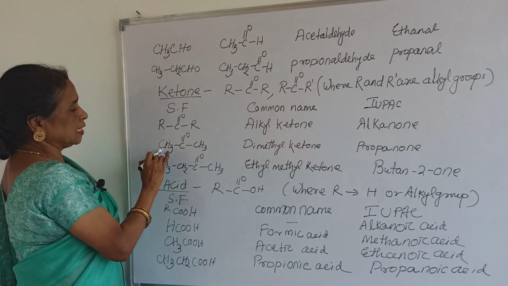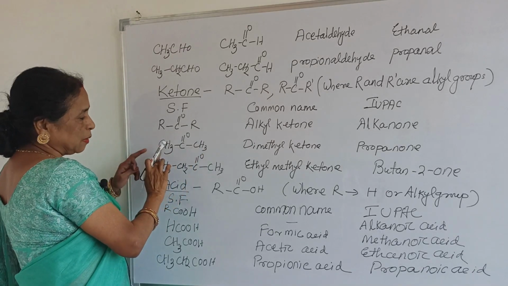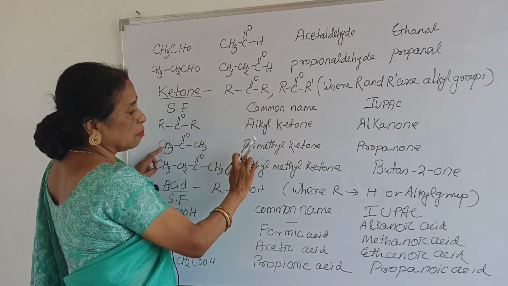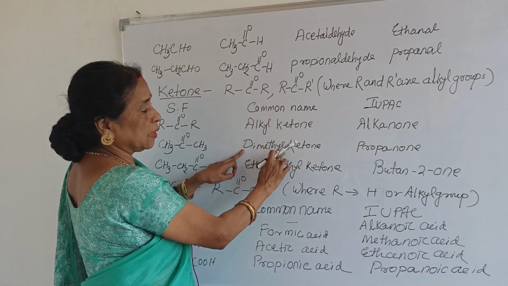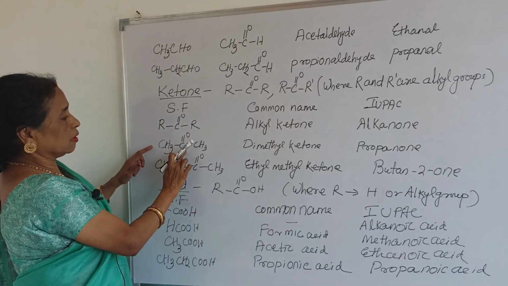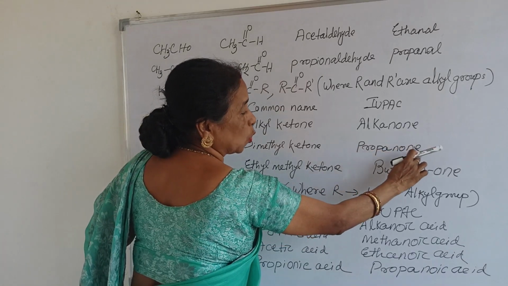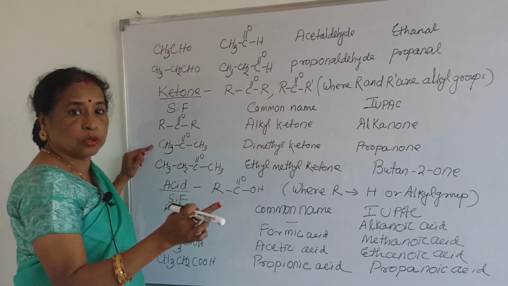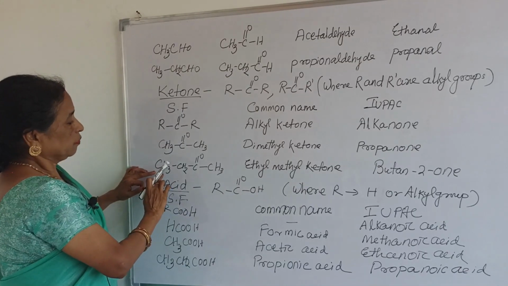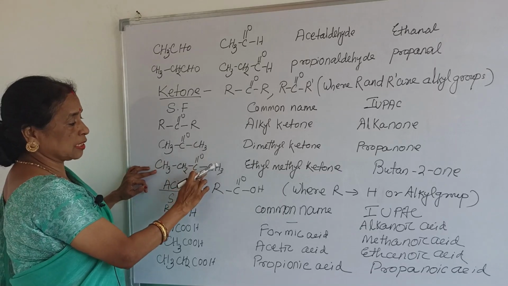Then come to CH3C double bond O single bond CH3. That means 2 methyl groups are present. That is why by common name it is known as dimethyl ketone. And since there are 3 carbon atoms present, that is why it is known as propanone. Alkanone, that means propanone.